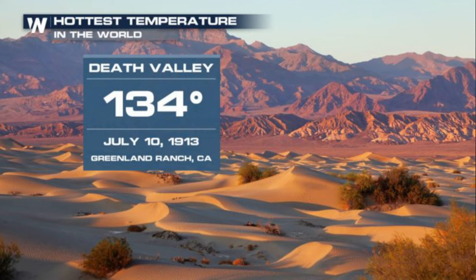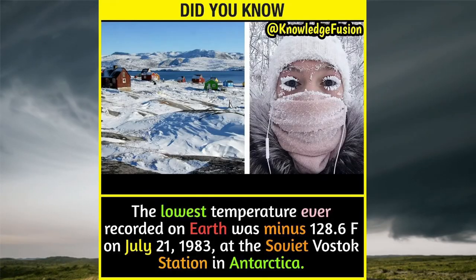He's pretty cool. And just to show you some contrast, big shout out to Knowledge Fusion for this image here. So the coldest temperature occurred July 21st, 1983, at the Soviet Vostok Station in Antarctica. The reading was minus 128.6 degrees Fahrenheit. So definitely interesting. You can see the two extremes there, from 134 degrees Fahrenheit to minus 126 degrees Fahrenheit. And interestingly enough, both of them occurred in July.